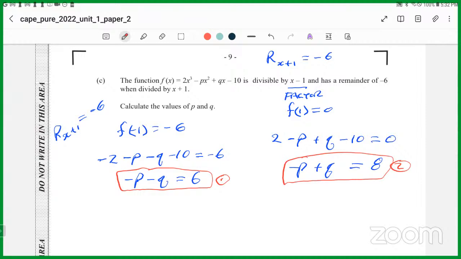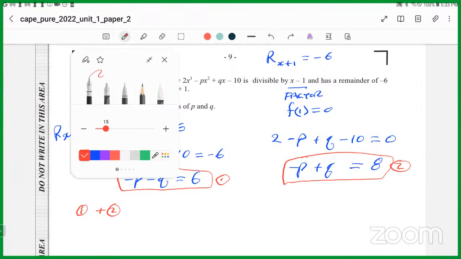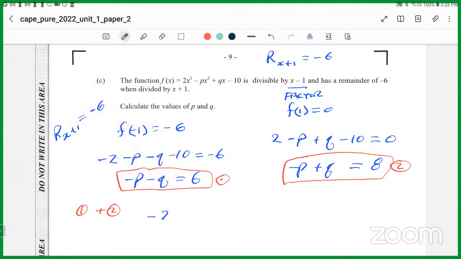That's the problem. And if we just add the two equations, we will eliminate the q. So we add equation 1 plus equation 2. We have minus p and minus p gives us -2p. This minus q plus q becomes 0. It's eliminated. Equals this 6 and this 8 on the right side is 14. Then we divide by the -2, we get p equals -7. That's the value of p.